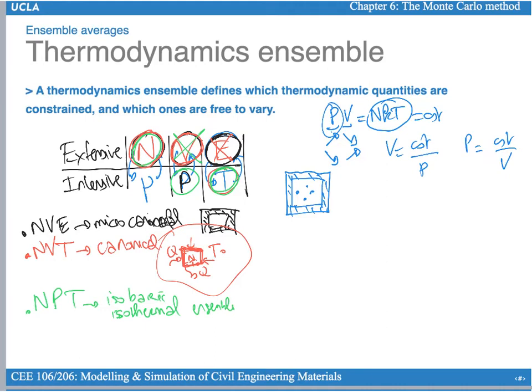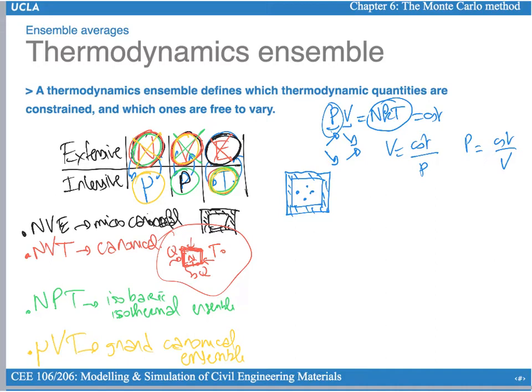Finally, a last possible example is this time you can say, I'm going to fix the chemical potential, and I'm going to fix, for example, the volume and the temperature, and say that in this case the number of atoms can move. So that would be in this case the mu VT ensemble. So mu for chemical potential. The chemical potential is fixed, the volume is fixed, the temperature is fixed. That would be called the grand canonical ensemble. And in this case, that would be an example where it's not the number of atoms that is fixed, but it's the chemical potential.